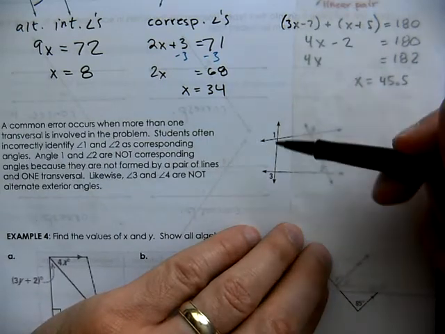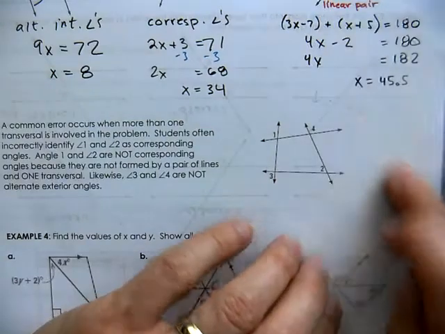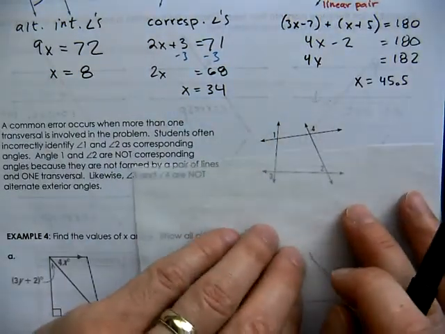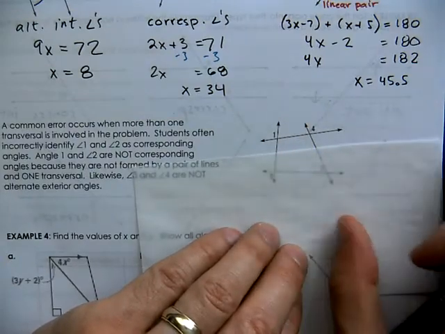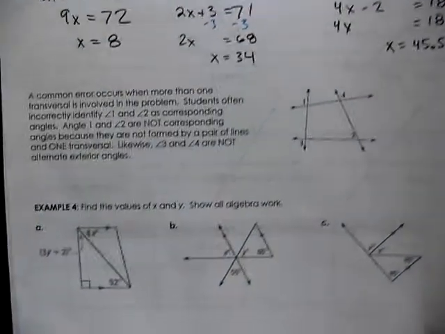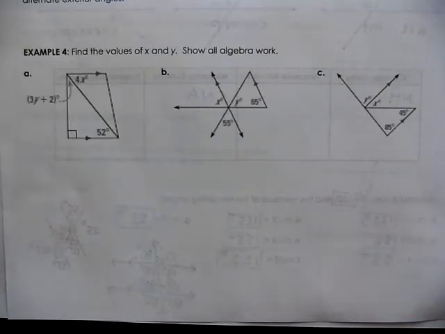So if I was looking at angles 1 and 3, I would cover up the right-hand side. If I'm looking at angles 1 and 4, I would cover up the bottom half of the diagram. So again, I have just two lines and one transversal. Alright, so just be careful of that. And we're going to see that in these next few problems because we have a lot of lines in each of these diagrams, and the trick is sorting through the information.